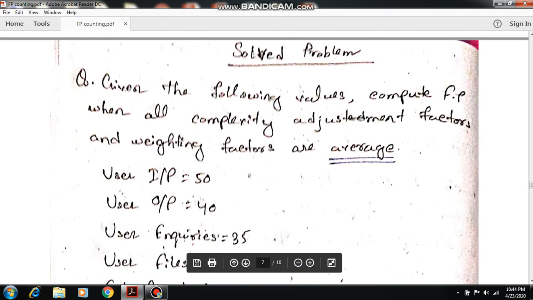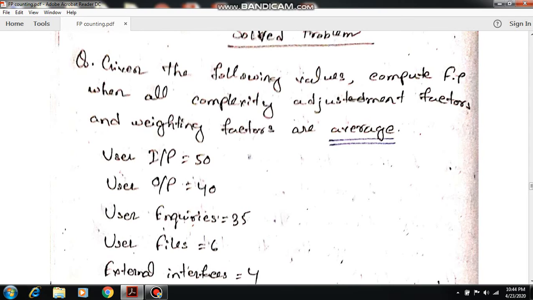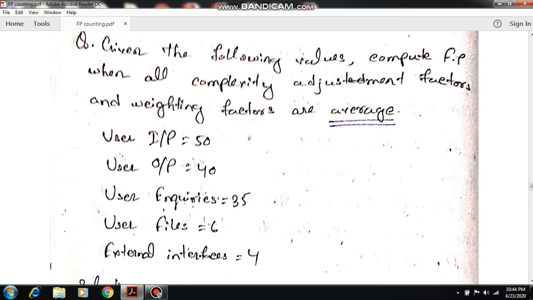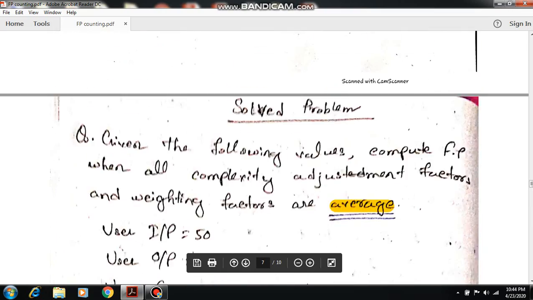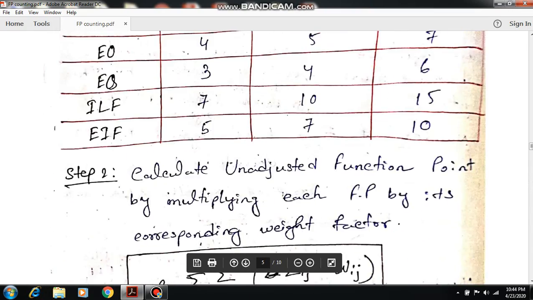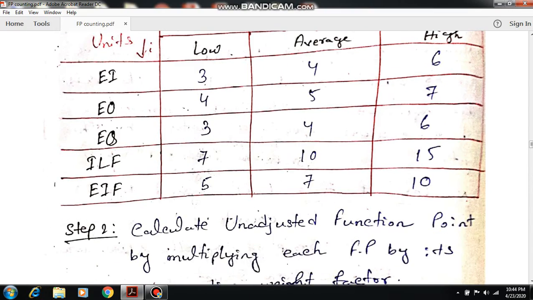Now see one problem sum. Given the following values, compute the function point when the complexity adjustment factor and the weighting factor are average. So it is an average type of project, and the user input, user output, inquiries, files and interfaces, these 5 parameters are given. So we go to the table. For average, the weighting value for each function unit is 4, 5, 4, 10, 7.